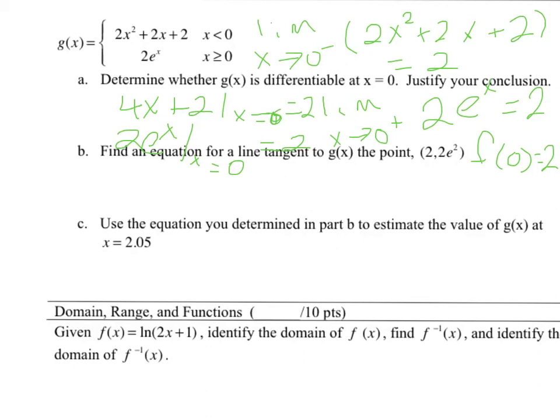Okay? The next thing we need to do is to find an equation for a line tangent to g of x at the point (2, 2e squared). I forgot the word "at" in there, that's nice. What do we need to write the equation for a line? You need a point and a slope to write point-slope form. We have a point. We need a slope. How do I get a slope for a line tangent at x equals 2?